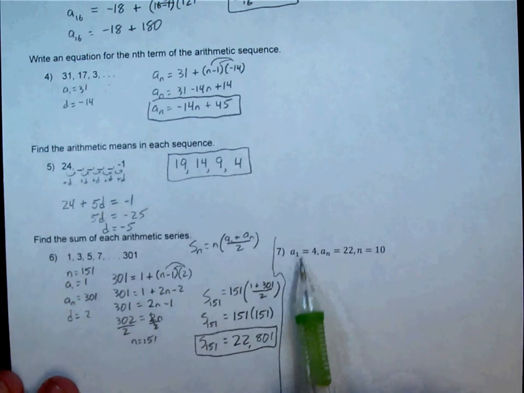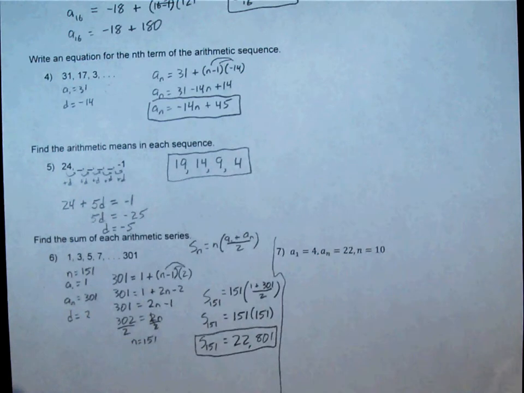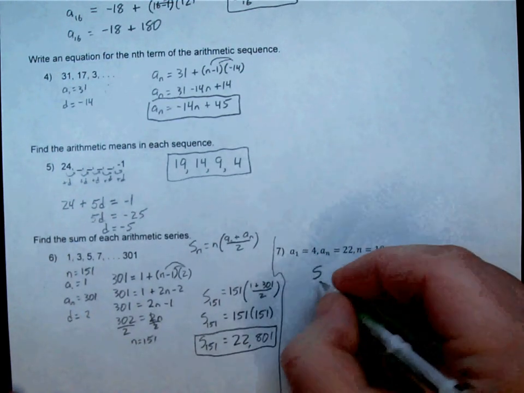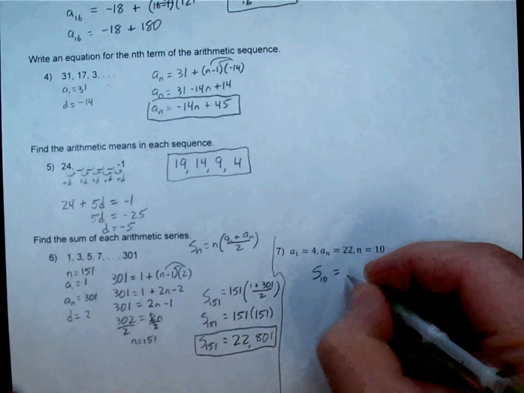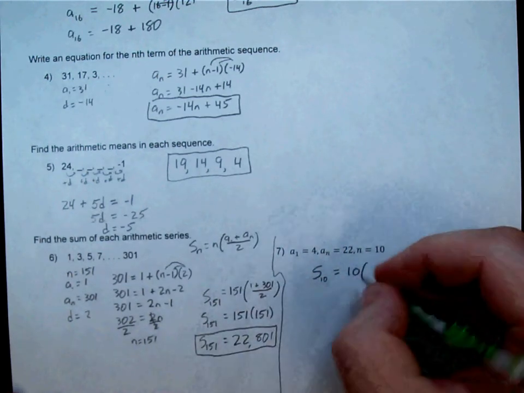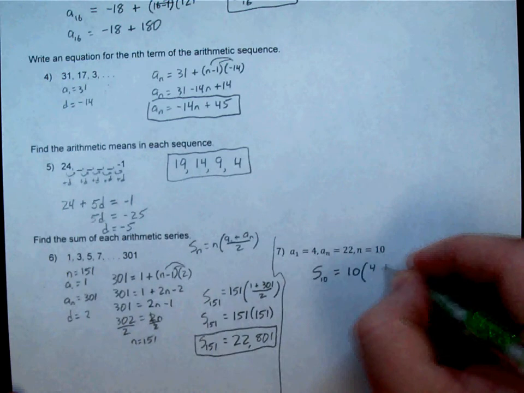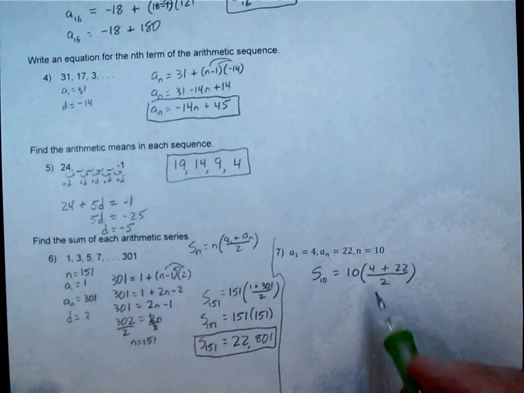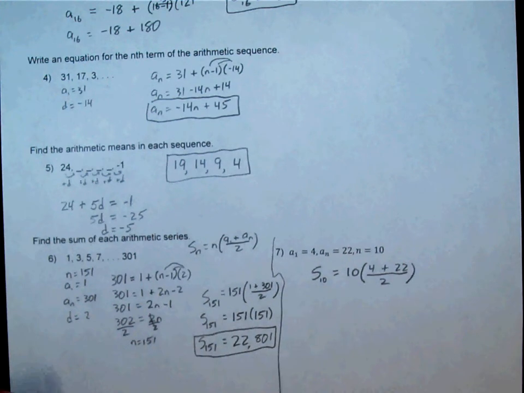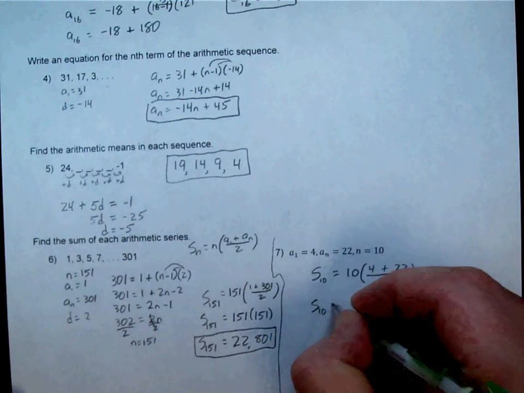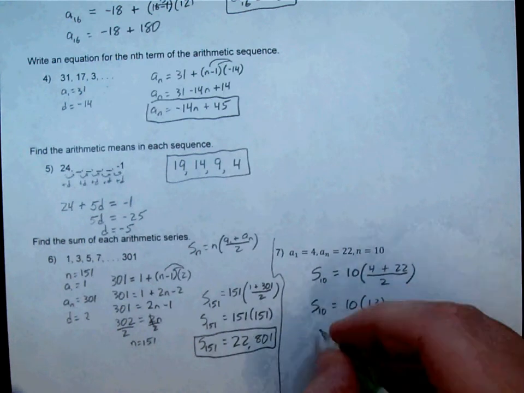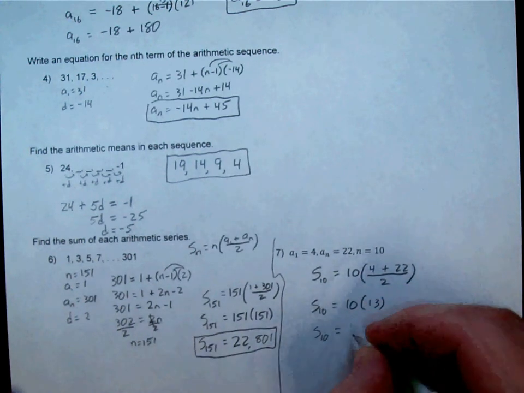Number 7. I think they give us everything we need. They give us a sub 1, they give us a sub n, and they give us n. I don't even have to work to find it, so I can plug everything in right away. So the sum of those looks like 10 terms. It's equal to 10 times, first term was 4, last term is 22, divided by 2. So 4 plus 22 is 26, half of that is 13. Times 10 is 130.